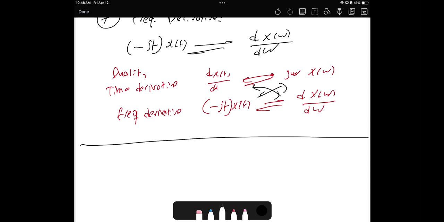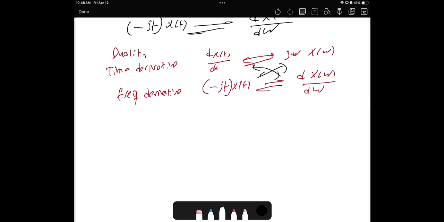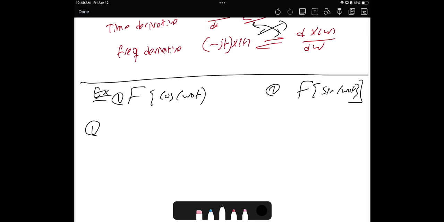Now, another example. Find the Fourier transform of cosine omega naught t. That's number 1. Number 2, the Fourier transform of sine omega naught t. How to deal with this? Let's start with number 1, cosine.